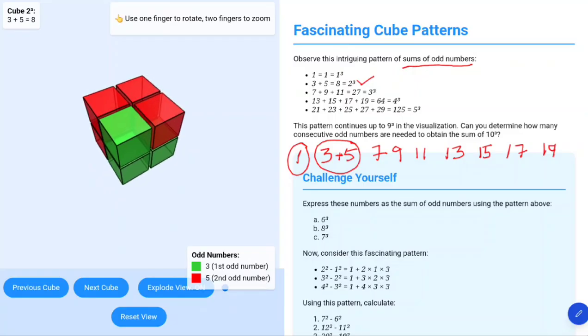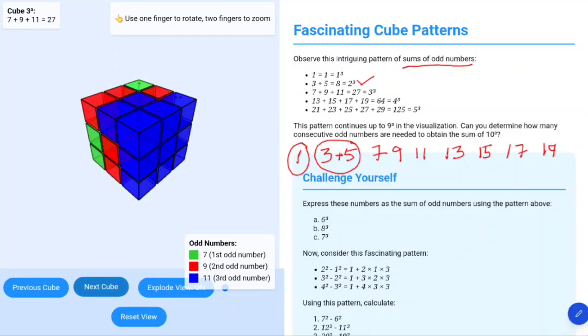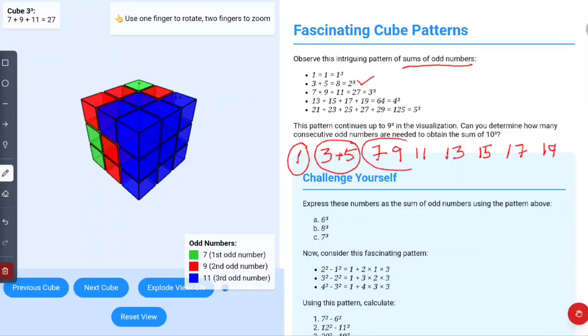Let's go to the next cube. Odd number. The next 3 odd numbers, that is 7, 9, and 11. Now, if I add 7, 9, and 11, I get the number 27. That is 3 cube.